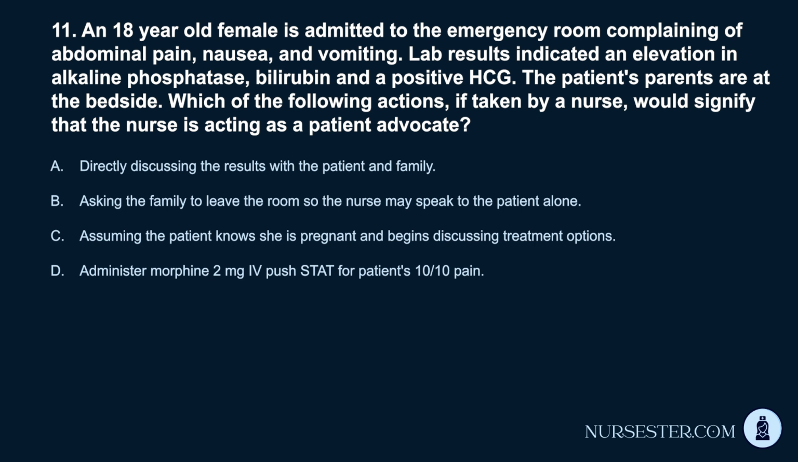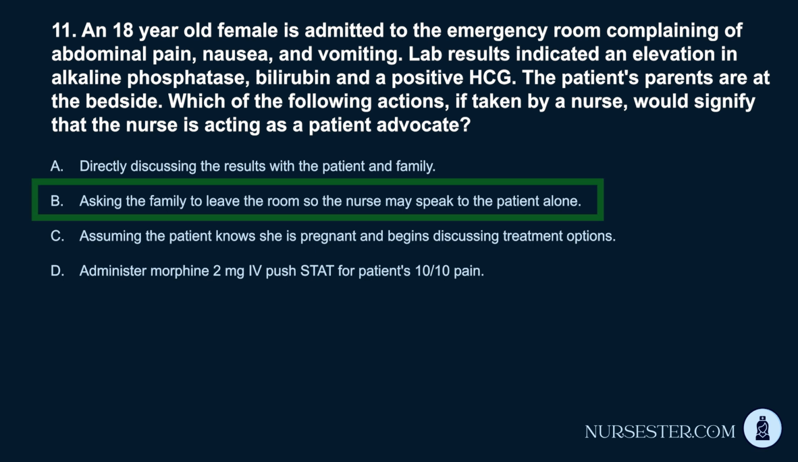B. Asking the family to leave the room so the nurse may speak to the patient alone. C. Assuming the patient knows she is pregnant and begins discussing treatment options. D. Administer morphine 2 mg IV push stat for patient's 10/10 pain. Correct answer: B. Asking the family to leave the room so the nurse may speak to the patient alone.